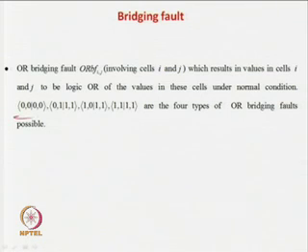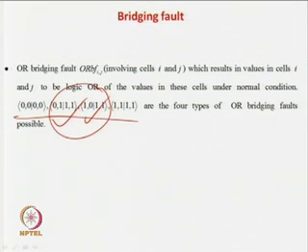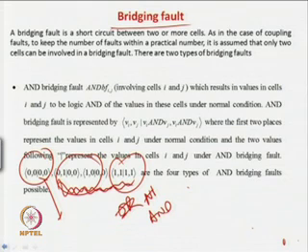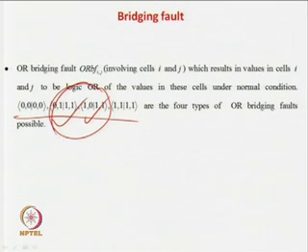As I told you, these are the OR bridging faults: 0 0 stays 0 0, and 0 1 will be 1 1. These are the two cases which have some kind of a problem in case of an OR bridging fault. So, in case of AND bridging or OR bridging, whatever you take, you are going to have a problem mainly with these two blocks. The other two are absolutely proper in both AND and OR.